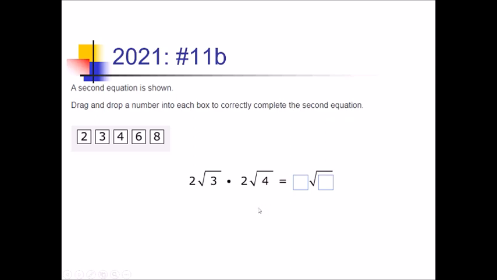Maybe a faster way is actually just to recognize that the square root of 4 is 2. So this is really 2 times the square root of 3 times 2 times 2. Well, we have 2 times 2 times 2 outside radicals, so that's 8 radical 3. And you can't really simplify radical 3 any further, so then 8 and 3 are the numbers we would pick to put in these boxes to drag and drop, and this one's done.